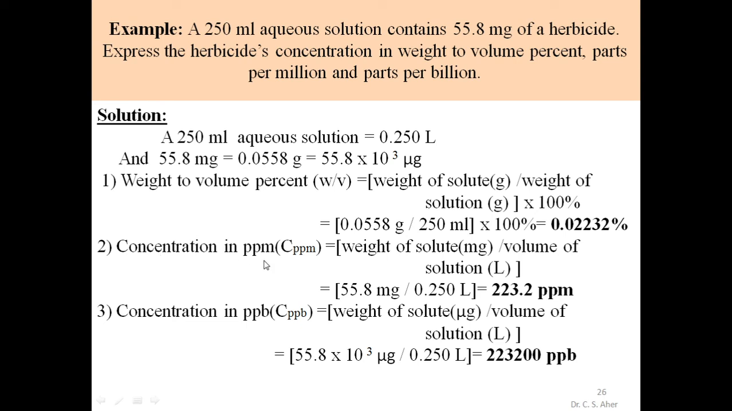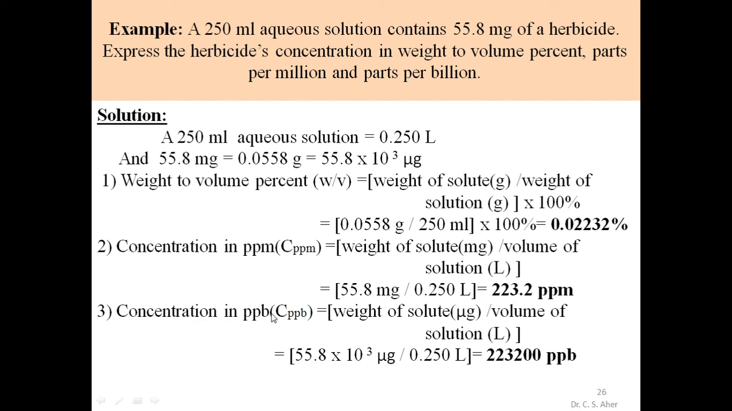Second, concentration in ppm: weight of solute in milligram, divided by volume of solution in liter. So we take the liter volume, that is 0.25 liter. This ratio gives 223.2 ppm.